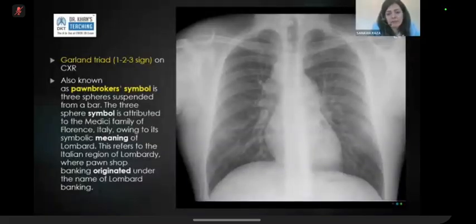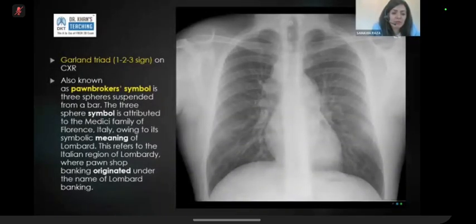In the past, not so long ago, the same appearance you could see in TB as well. But these signs are reserved more for sarcoidosis. The pawnbroker sign is an interesting sign.